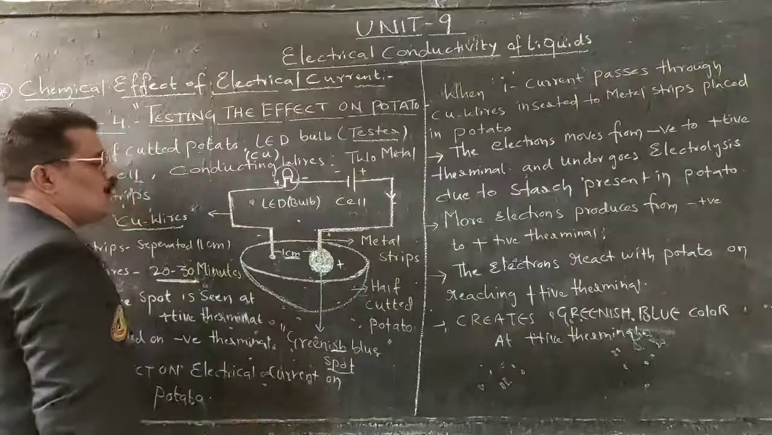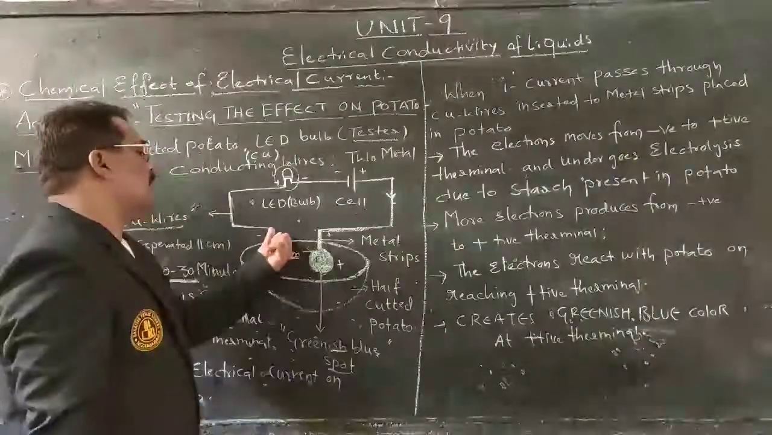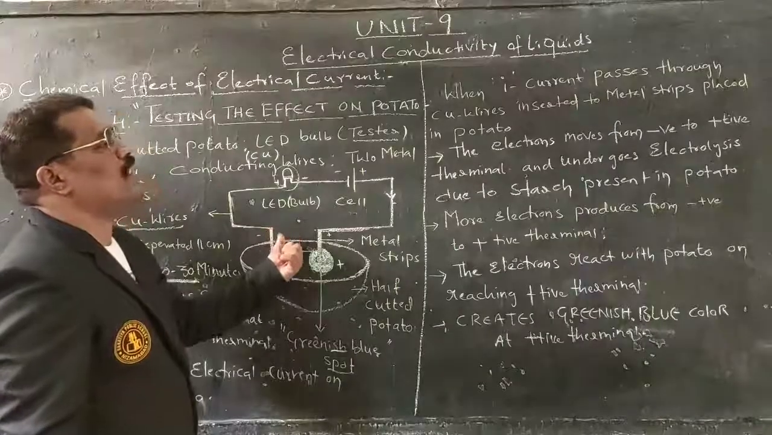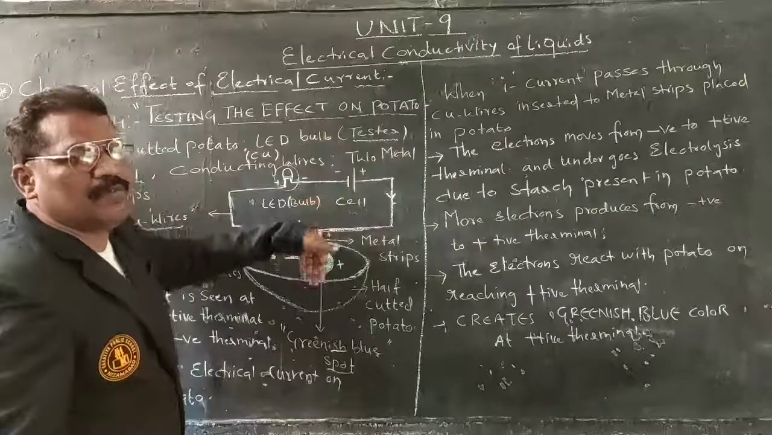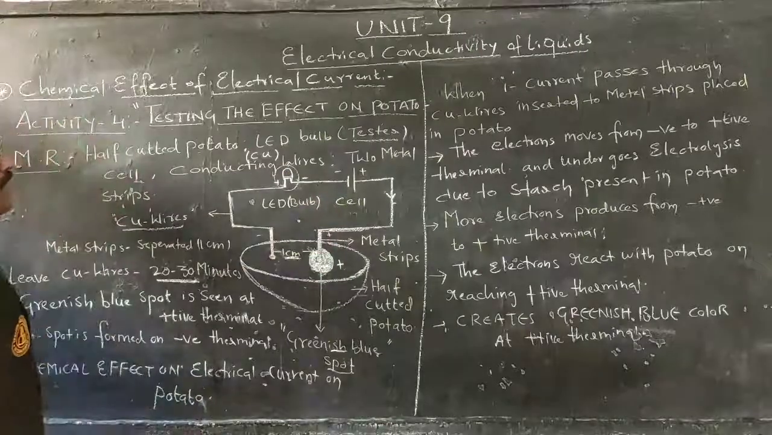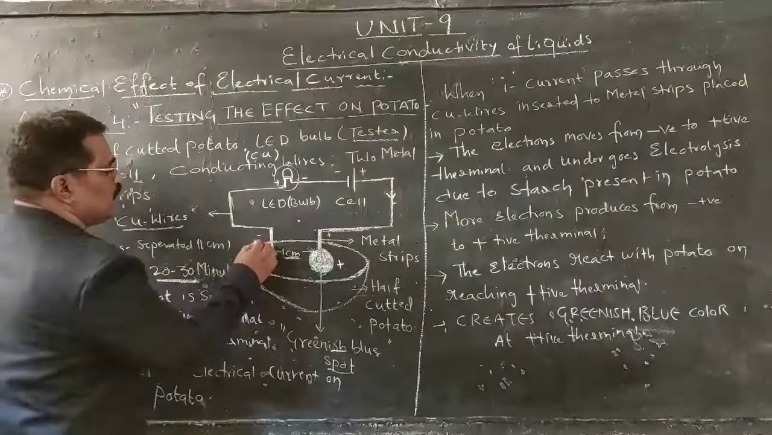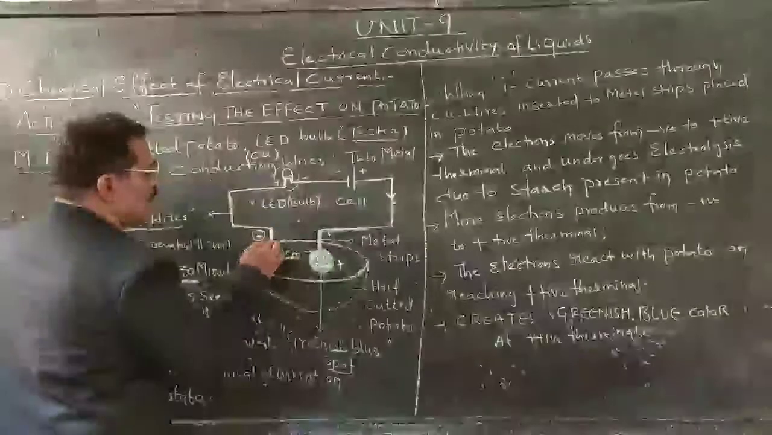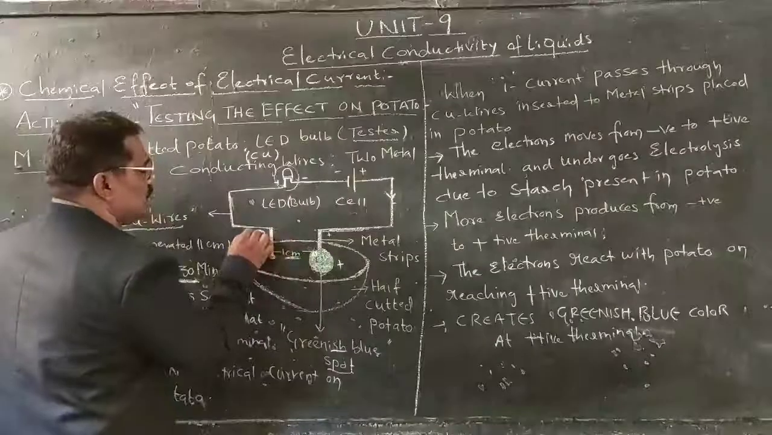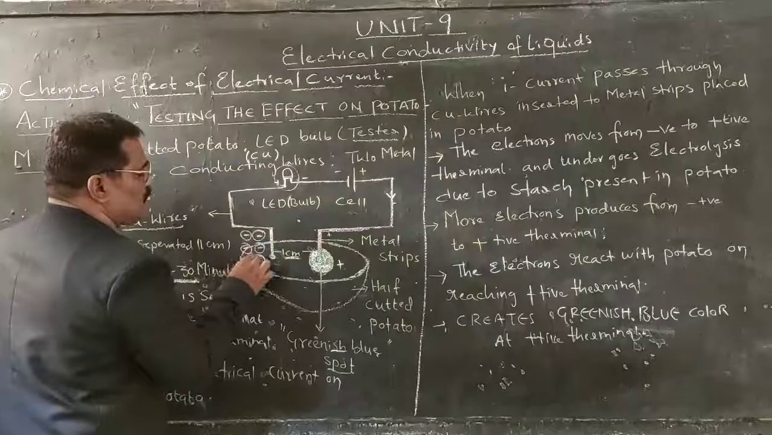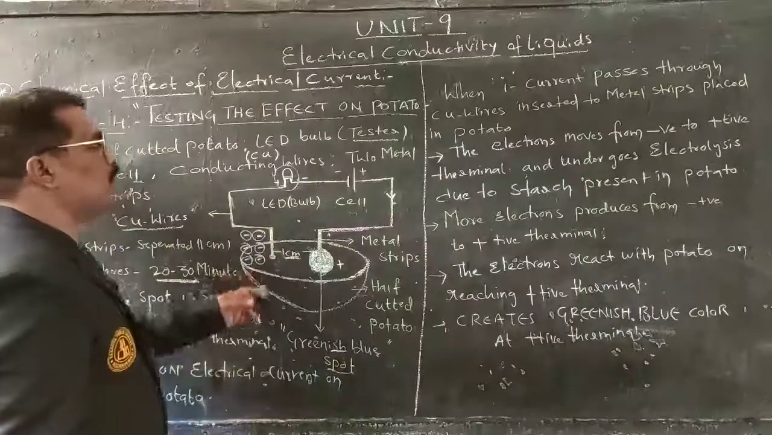at a distance of 1 centimeter and connecting them with copper wire, placed within a potato. Then what happened? We have seen that negative charge means more number of electrons will be existing at the negative point.